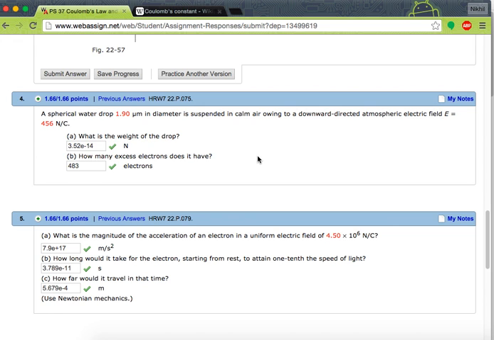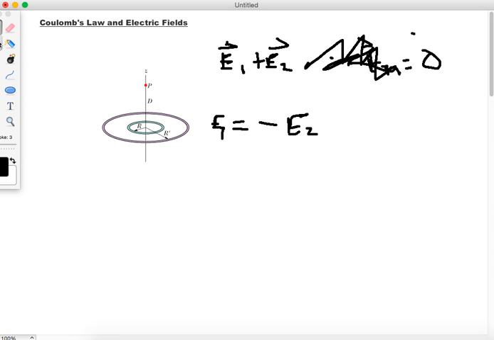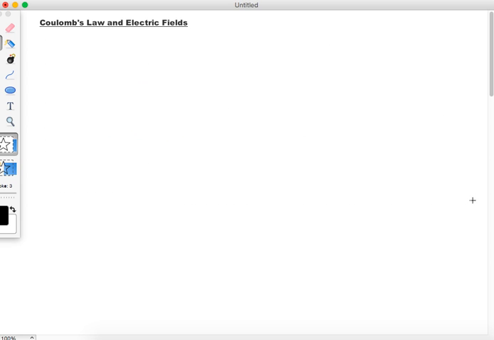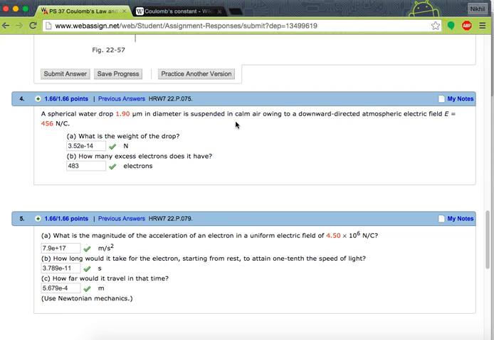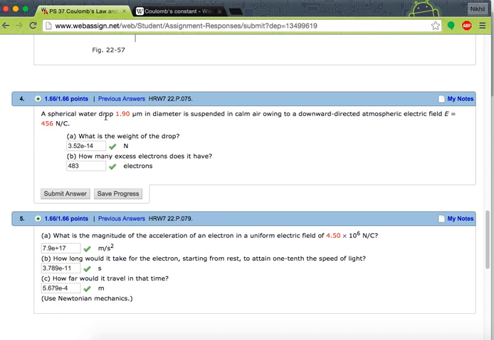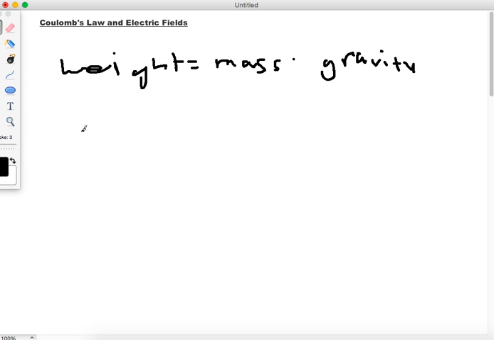So let me go to paint. Let me delete all of this. What is the weight? Weight on Earth is equal to your mass times gravity, which is the g constant we know and love, 9.81 meters per second squared. That is what weight is equal to. So let's find mass. It is a spherical water droplet. It gives us the diameter. So all we have to do is find the volume, and then we know it's water, so we can multiply by the density to get the mass.